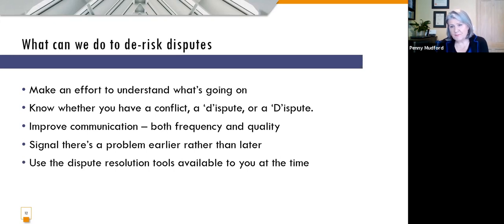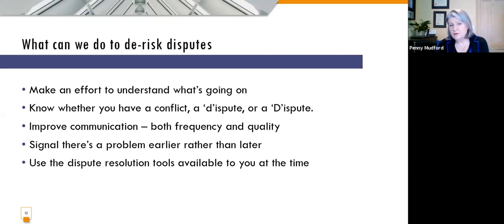What's the problem? And then thinking further, what's the source of the problem? Is it a process problem? Is it a communication problem? Is it a behaviour problem? Do some analysis of what you've deduced from that in terms of coming up with a rounded conclusion as to actually what's going on. Know whether you have a conflict, a small d dispute or a capital D dispute.